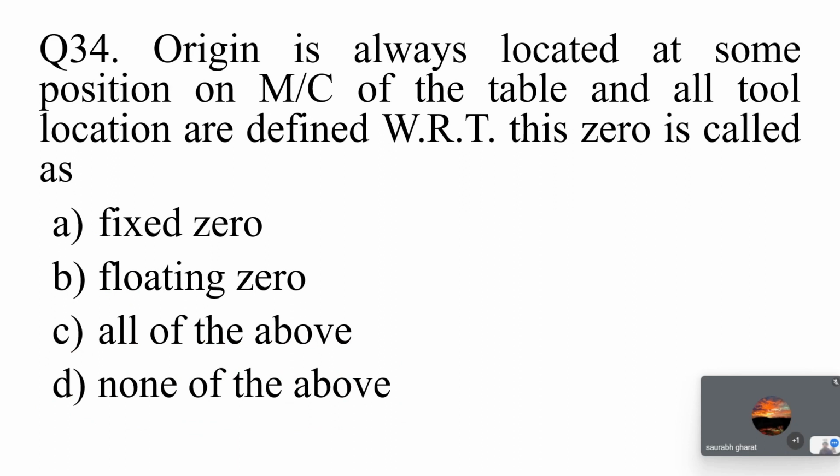So the 34th question. Origin is always located at some position on the machine table, and all tool locations are defined with respect to this zero. What kind of zero is this called? It is always located at the same position on the machine table, and all the motions are referred to it, like the absolute system we are referring to. So is it called fixed zero or floating zero? That's the question. You can take your time to solve it.